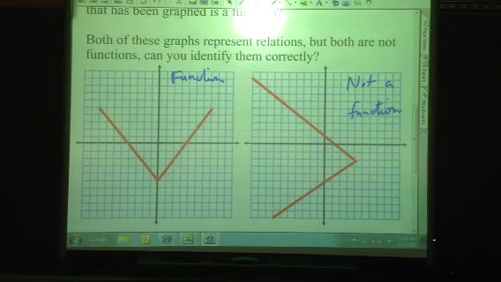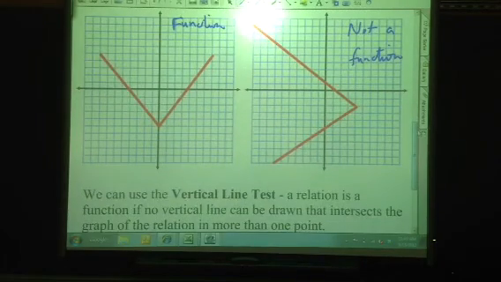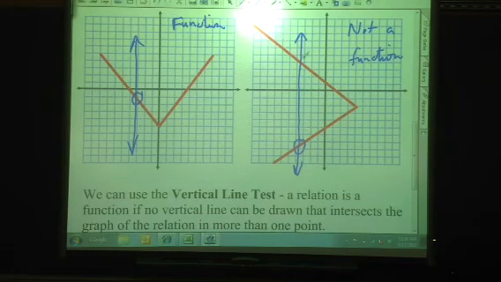How can we do that so easily? Well, we can use our vertical line test. Our vertical line test tells us whether or not that relation is a function. And what we do is we draw a vertical line through our graph. And if that vertical line only touches one point, then we know that it is a function. If we draw a vertical line and it passes through more than one point, then we know that it is not a function.